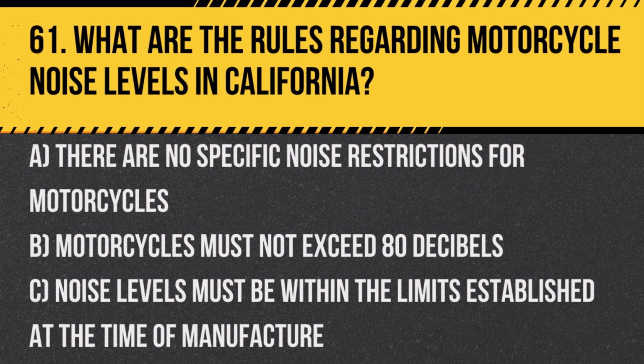Question 61. What are the rules regarding motorcycle noise levels in California? A. There are no specific noise restrictions for motorcycles. B. Motorcycles must not exceed 80 decibels. C. Noise levels must be within the limits established at the time of manufacture. Answer. C. Noise levels must be within the limits established at the time of manufacture. This ensures compliance with state noise regulation laws.